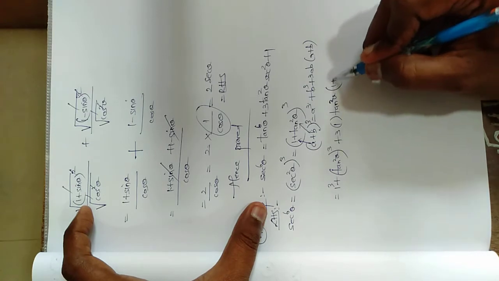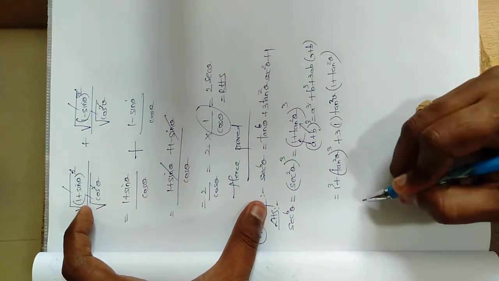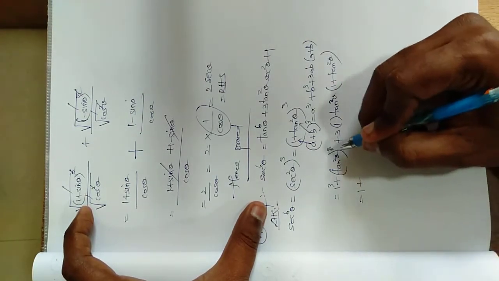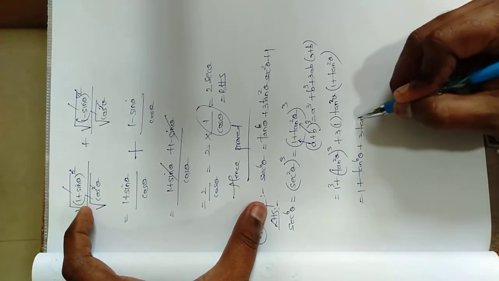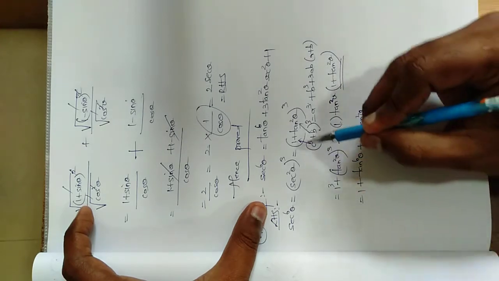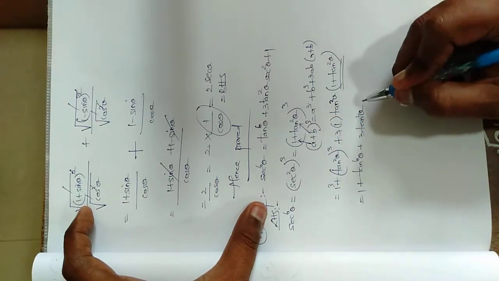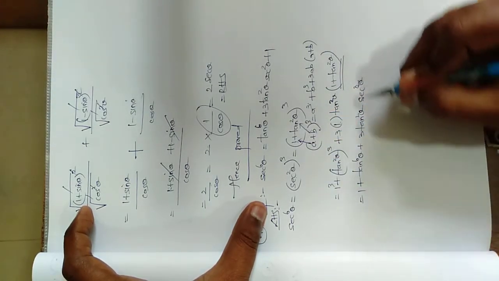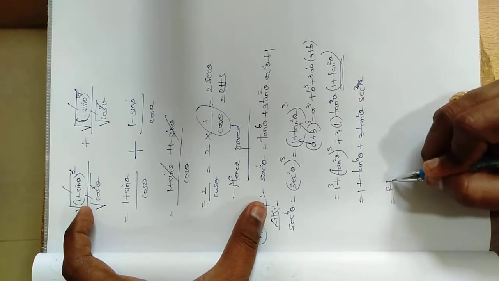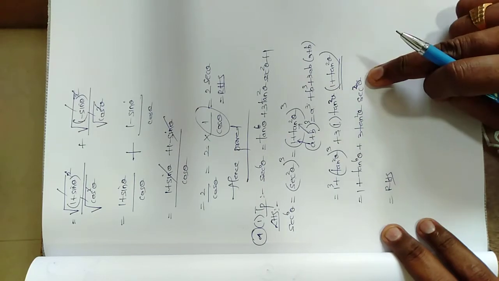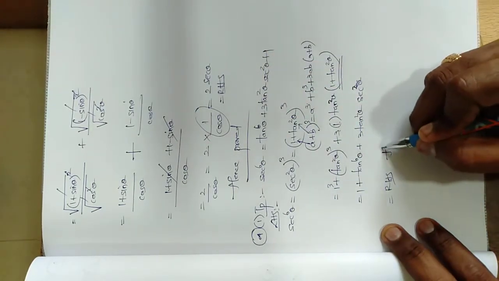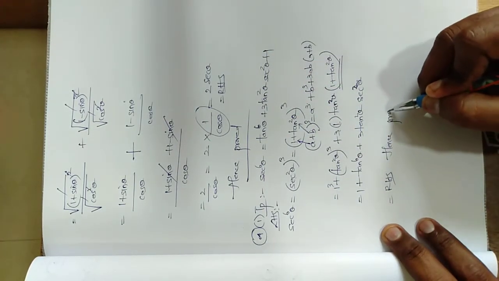into a plus b, which is nothing but 1 plus tan square theta. What is 1 cube? 1. 2 threes are 6, tan power 6 theta. 3 into 1 is 3, tan square theta. What is 1 plus tan square theta? We know 1 plus tan square theta is nothing but secant square theta. This only we need to prove RHS. See, tan power 6 theta, 1, 3 tan square theta secant square theta, RHS. Hence proved.